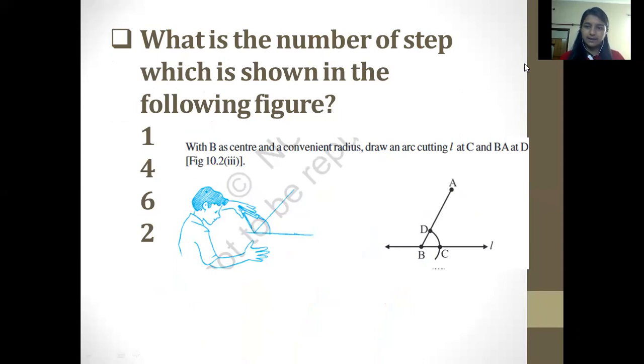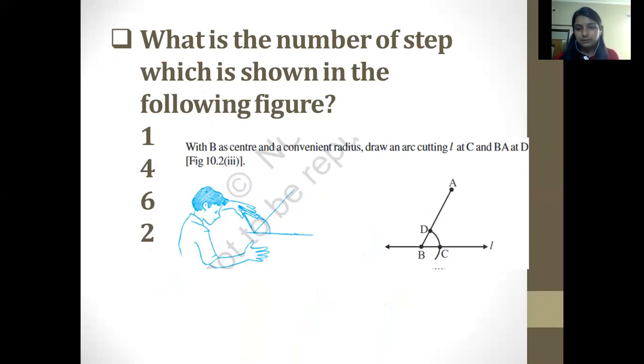So, what does this question say? It is asking what is the number of the step shown in the following figure. What do you think, which step is this? You are provided with the options 1, 4, 6 and 2. What is the number of this step which we did in our previous class? Let me first tell you.